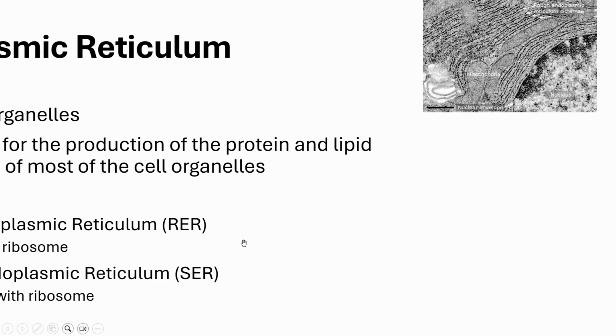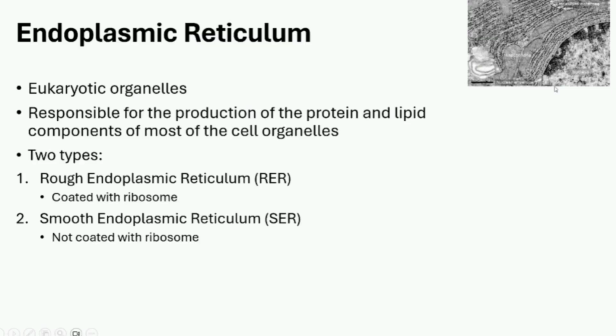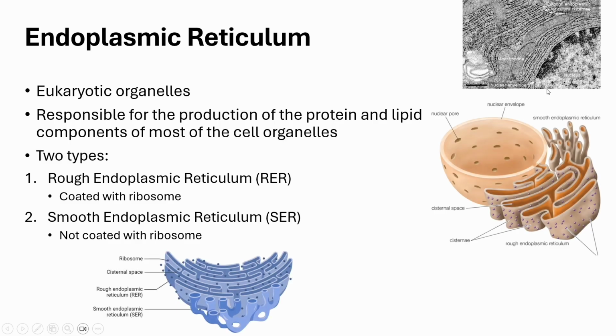That's why scientists draw it for you like this. They give it different colors. Some give it blue color, some give it brown color, just to make you understand how the endoplasmic reticulum looks. So it's this kind of diagram, and it has two types, and it's responsible for the production of protein and lipid components of most of the cell organelles. There are two types of endoplasmic reticulum: the rough endoplasmic reticulum and the smooth endoplasmic reticulum.